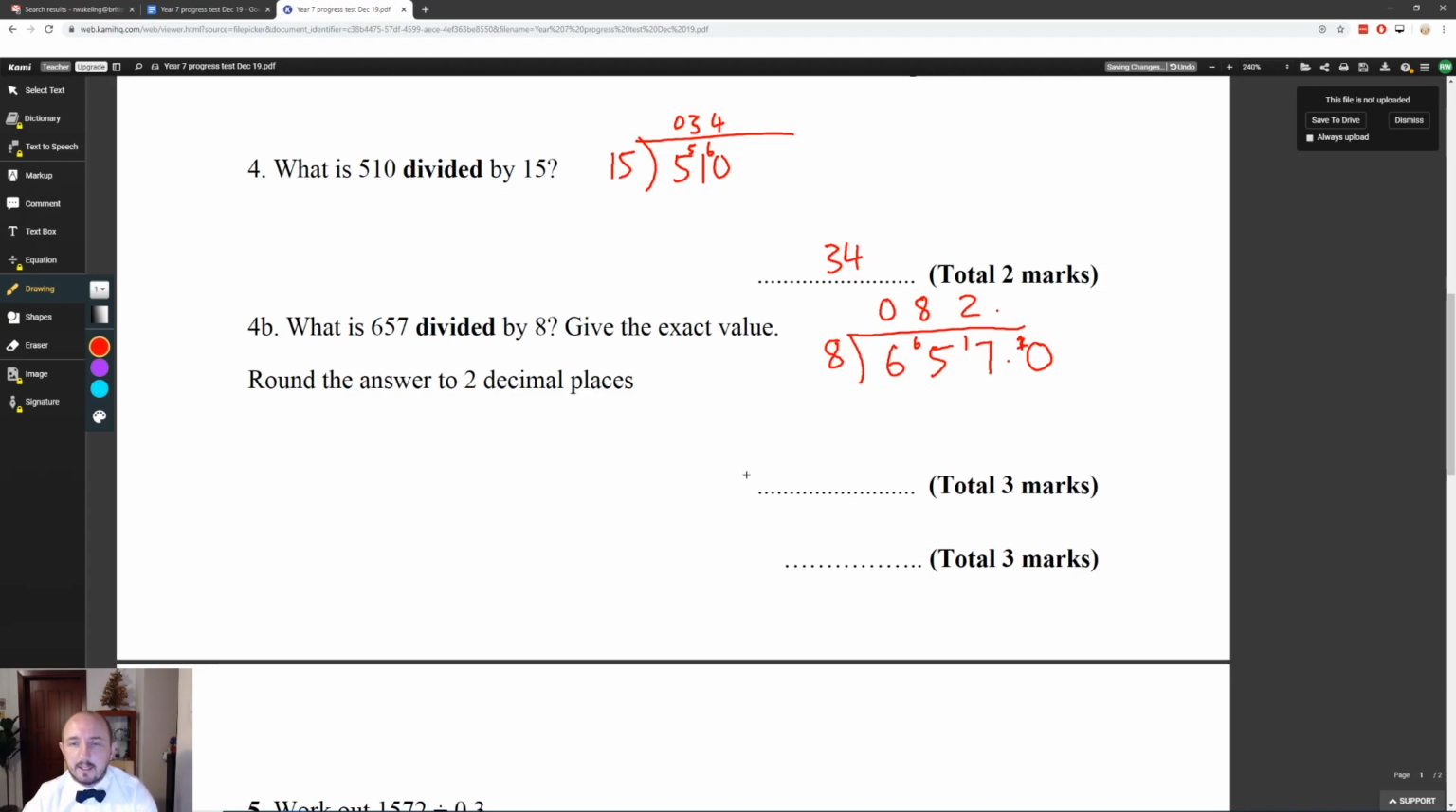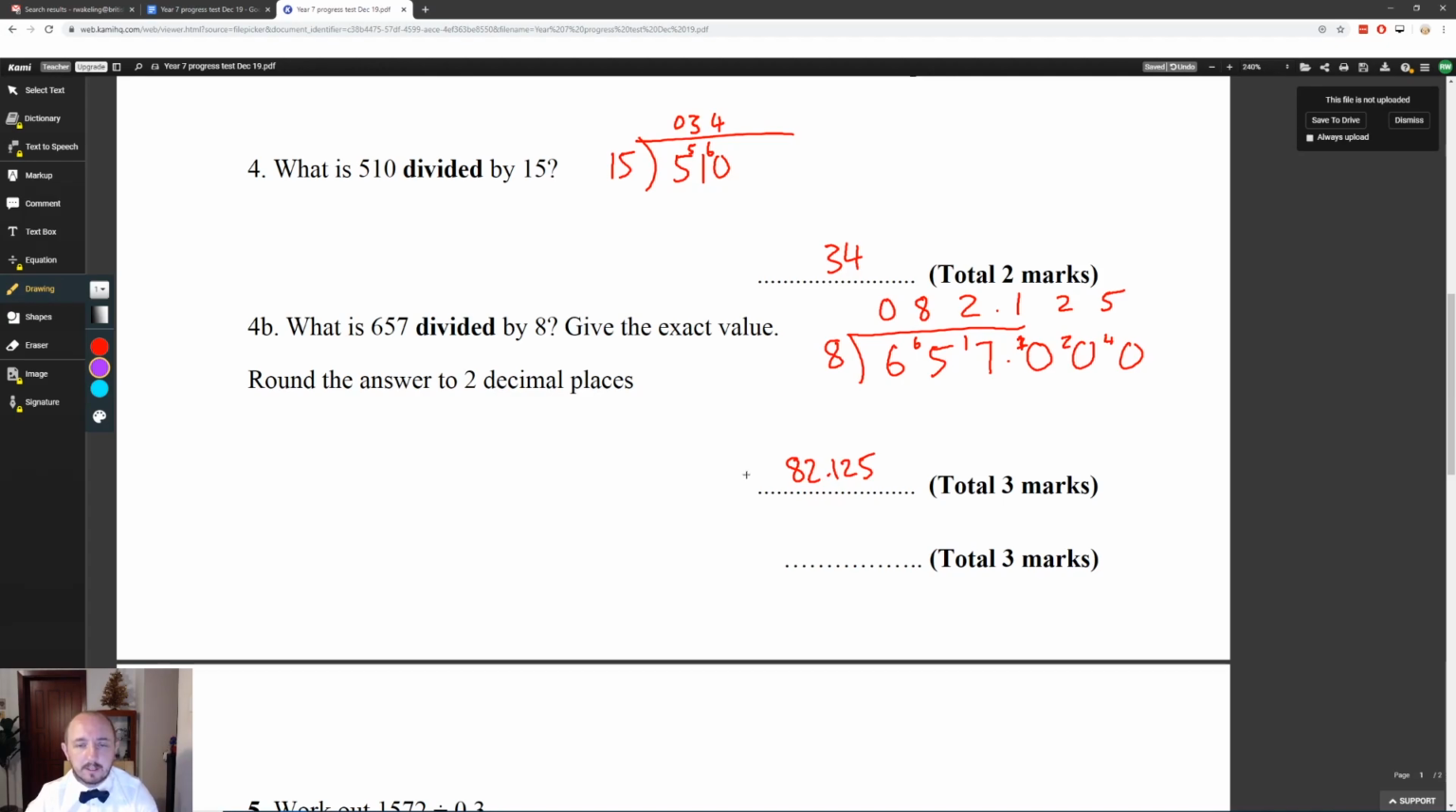8 into 10 go 1, remainder 2. 8 into 20 go 2, remainder 4. And 8 into 40 go 5. So our full answer for that is 82.125, and rounded to 2 decimal places.